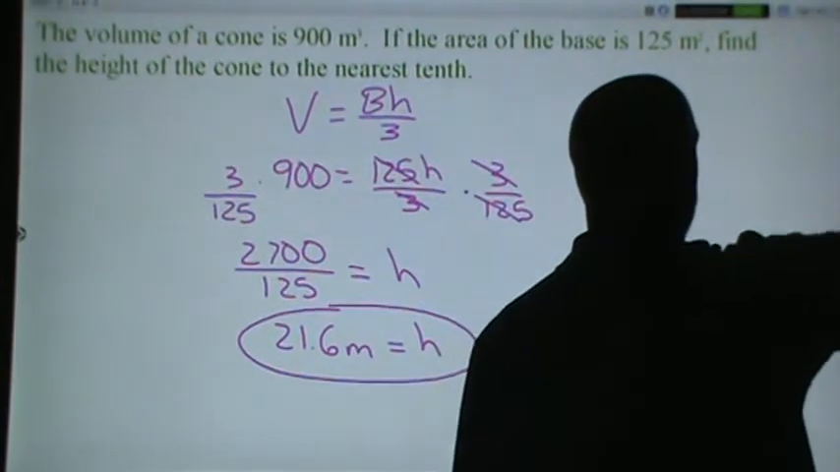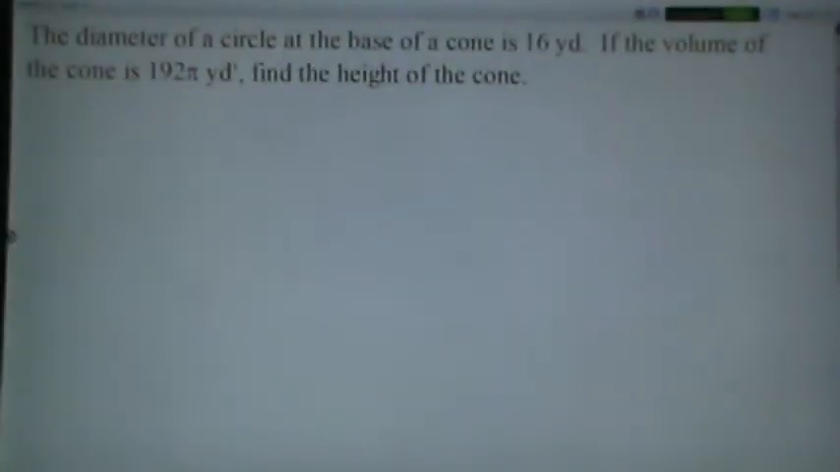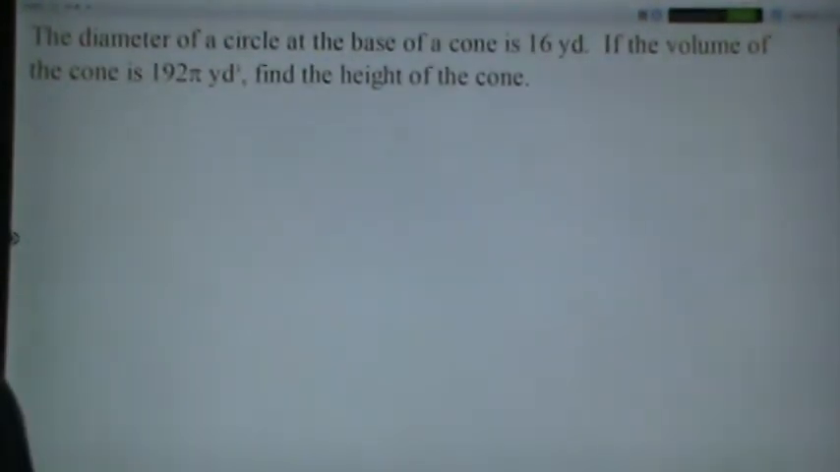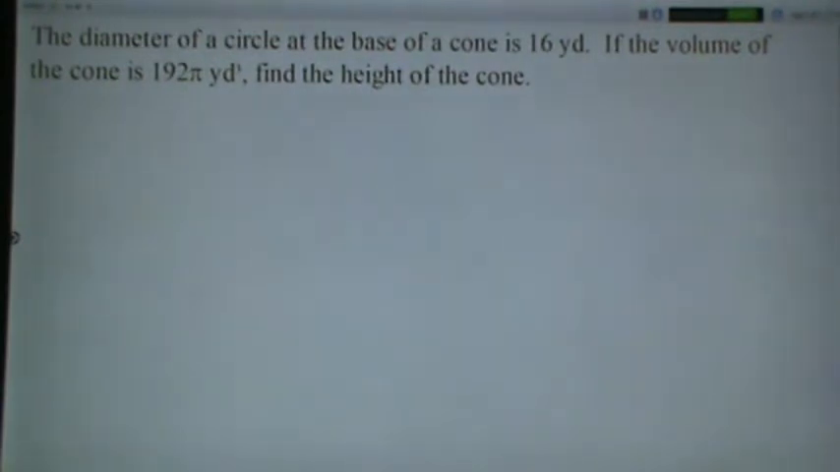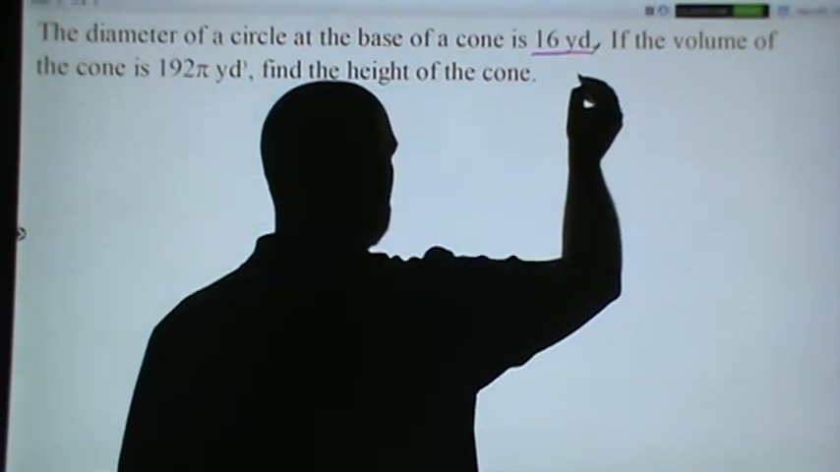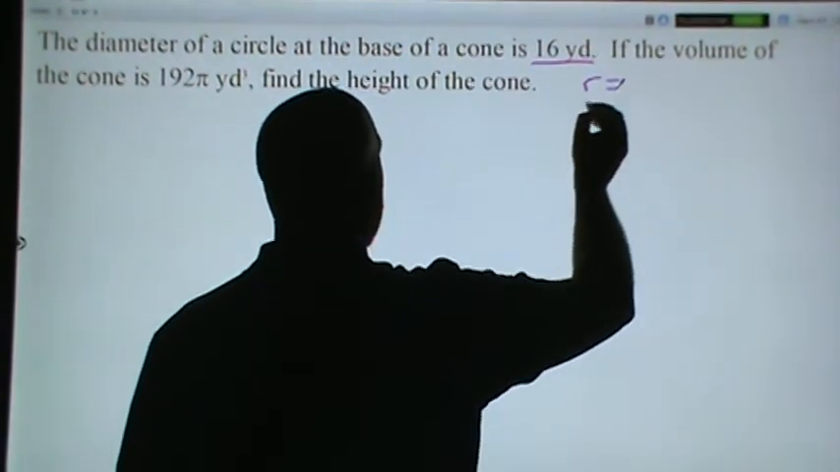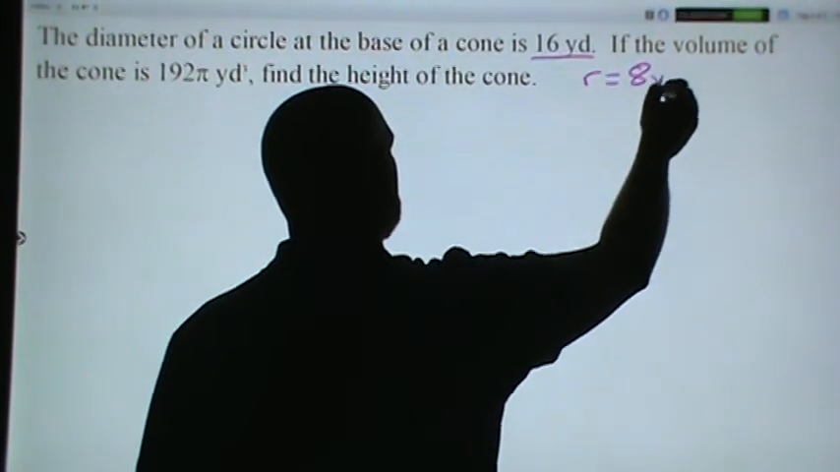We've got one left. The diameter of a circle at the base of a cone is 16 yards. They like to give diameters occasionally. Remember that you want to do everything with a radius though, because that's how all our formulas work. If the volume of the cone is 192 pi yards cubed, find the height of the cone. So let's right away change this 16 yards to a radius. If the diameter is 16, the radius is half of that, that's 8 yards.